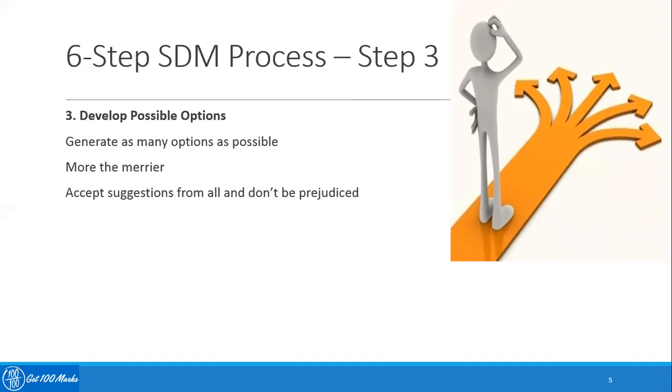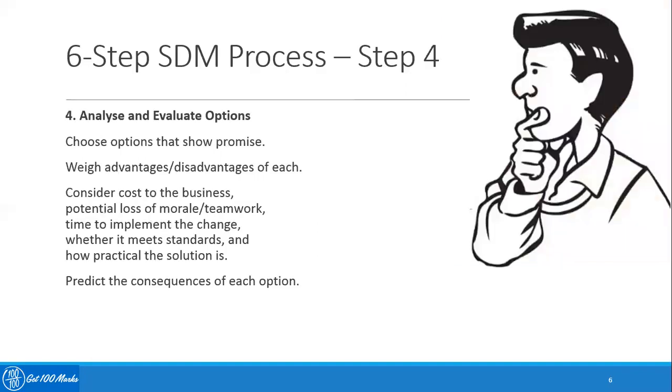Having done step 3, step 4 is to analyze and evaluate the options. Choose options that show promise. And for every option that one has chosen, weigh the advantages and disadvantages of each. Consider cost to the company, potential loss of morale or teamwork, time to implement the change, whether it meets standards, and how practical the solution is. Finally, predict the consequences of each option.